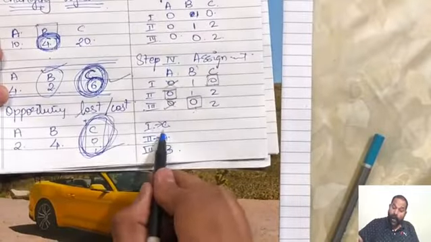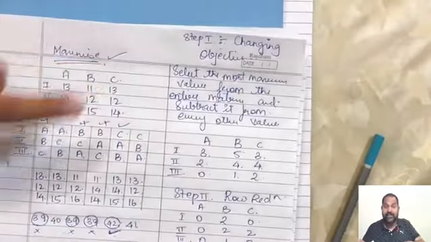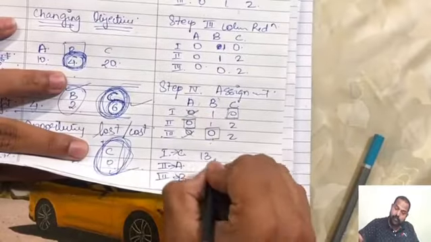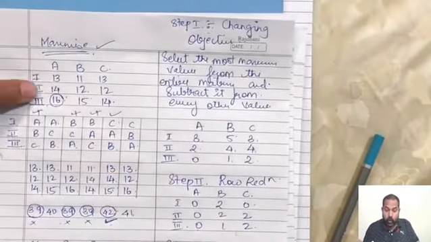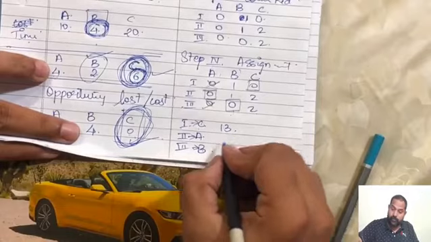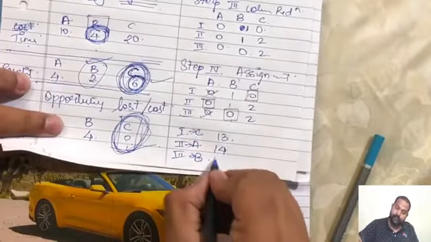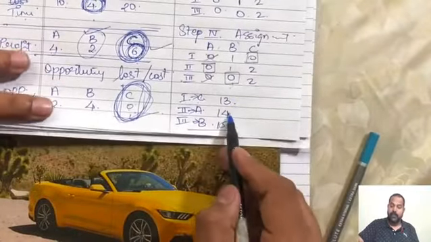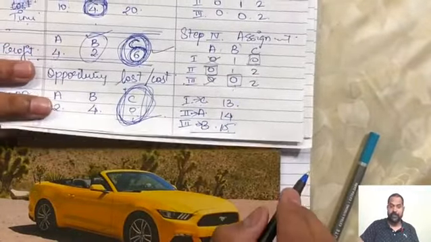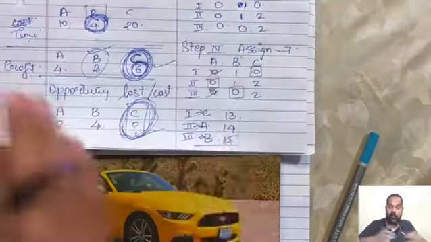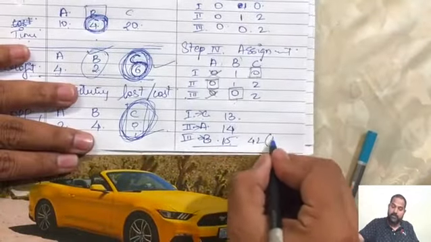So 1 going to C is 13. 2 going to A is 14. And 3 going to B is 15. 13 plus 14 plus 15 is 42. That's my answer, which is the most maximum.